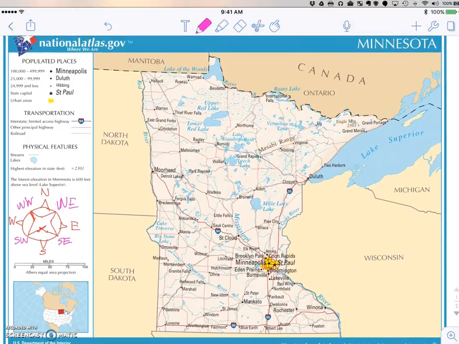Okay, so we have that figured out. But say we want to go an exact distance somewhere. So we're starting in Brainerd, and we want to go to, actually, let's not start in Brainerd. Let's start back in St. Cloud. Where is it? There we go. And we want to go to Duluth. So that is there.